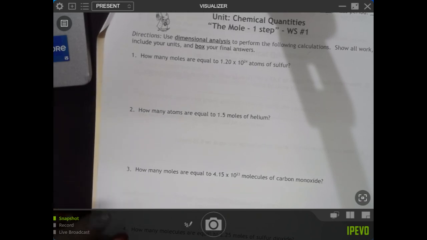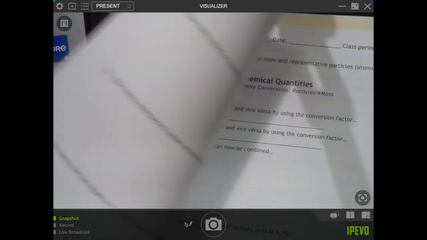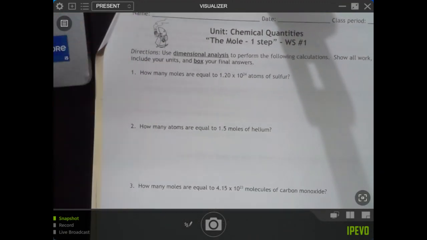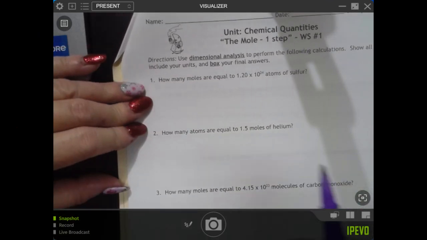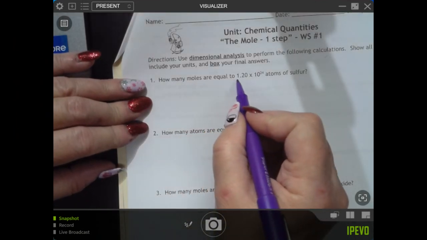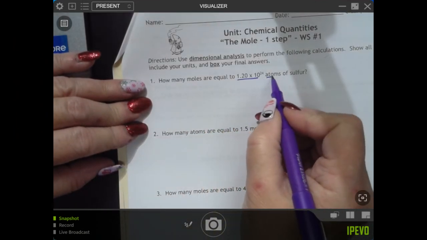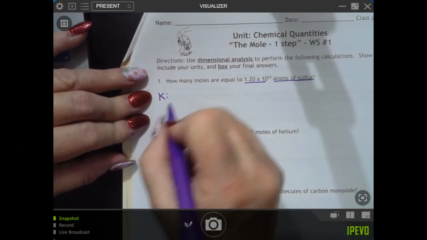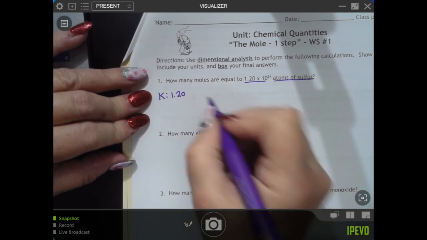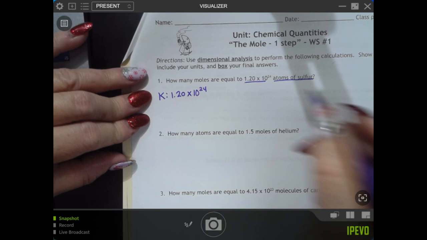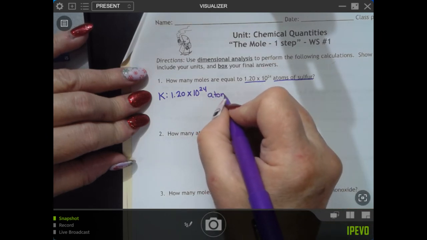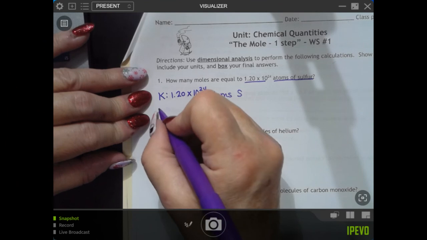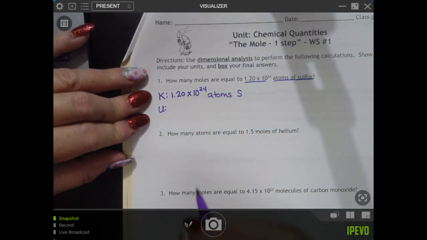I am going to do, let's see, what do we have on the homework? There are 10 questions. So I'm going to do a couple of these just so that you have a reference. This one says how many moles are equal to 1.2 times 10 to the 24th atoms of sulfur? So my known is 1.20 times 10 to the 24th atoms of sulfur. We're looking for moles of sulfur.